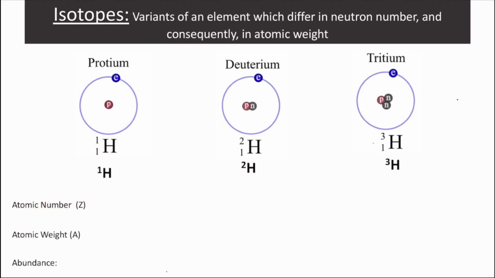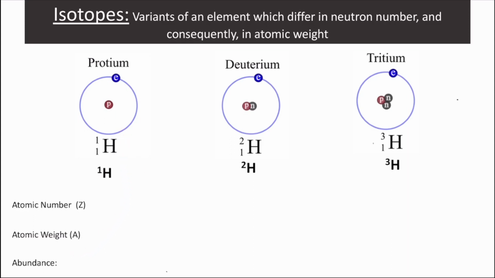Having these concepts in mind, let's talk about isotopes. Isotopes are variants of an element which differ in neutron number, and consequently in atomic weight. Let's look at the 3 isotopes of hydrogen: protium, deuterium, and tritium. We can see in the orbital models that protium has 1 proton, and so do the other 2. But the number of neutrons in protium is 0. Deuterium has 1 neutron, and tritium has 2 neutrons. So they all differ in number of neutrons. That's what makes them isotopes. Now let's analyze their atomic number, weight, and abundance.